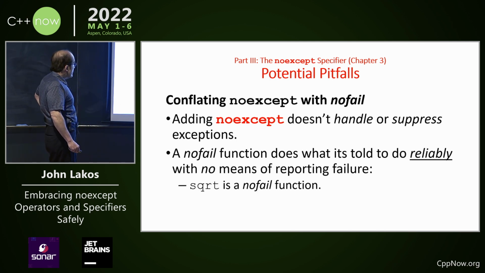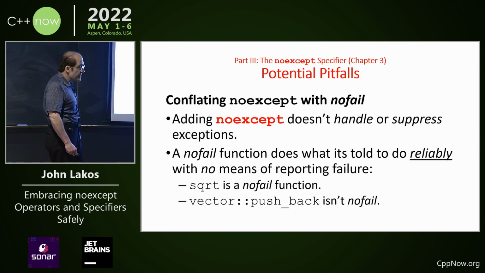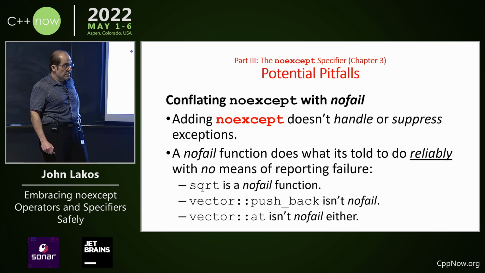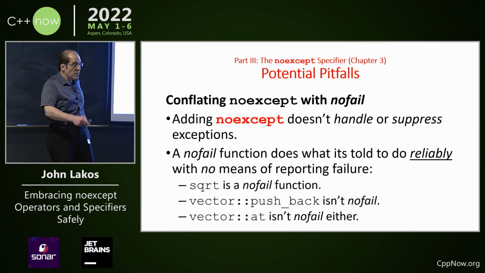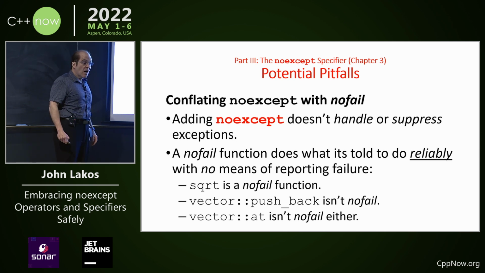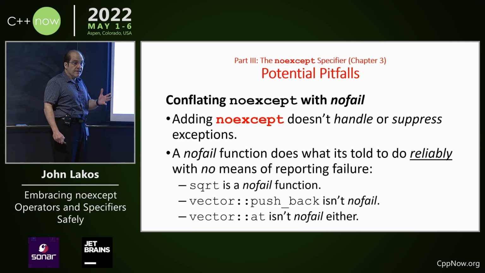So I would say square root, for example, is a no-fail function because you call it. It's not going to fail. There's no resource that it needs to acquire or do anything with. So it's just going to return, just going to work. And vector pushback isn't no fail. And by the way, vector at isn't no fail either. It's just that one of them tells you don't do this and the other one says if you do this I will throw. It's part of the contract. But it's not no fail. Unless you consider throwing to be just as good as doing whatever I asked you to do.